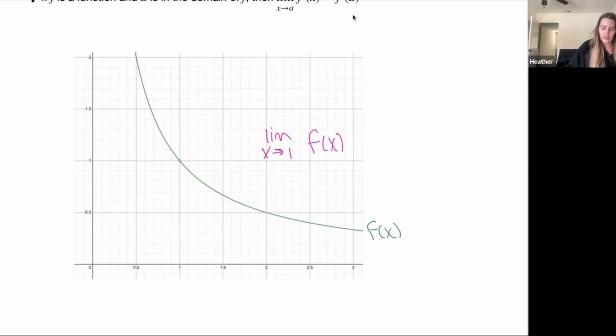So essentially the way I like to think about it is x gets really, really close to 1, right? As x is getting really, really close to 1, what is y? As x gets close to 1 of this function, y happens to also be 1. So the limit as x approaches 1 of f of x here is 1. And that is the same from the left as it is from the right. So that limit does exist.